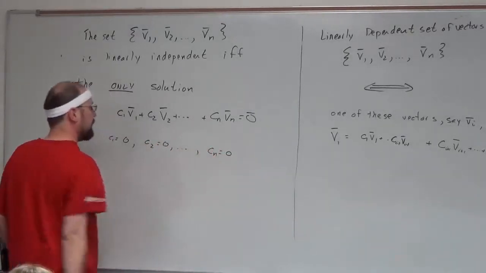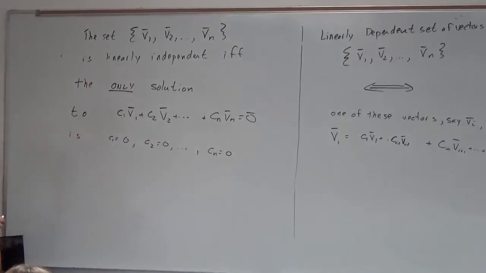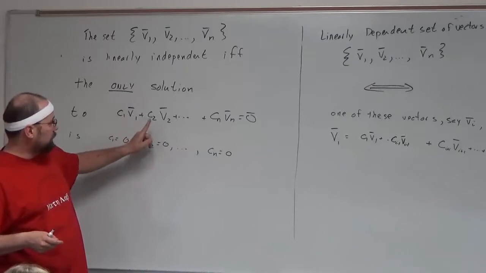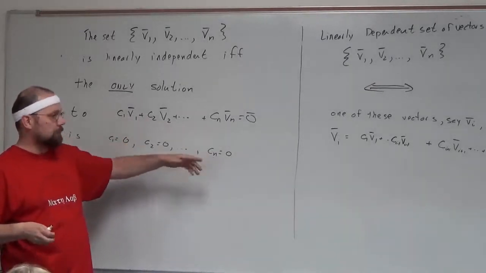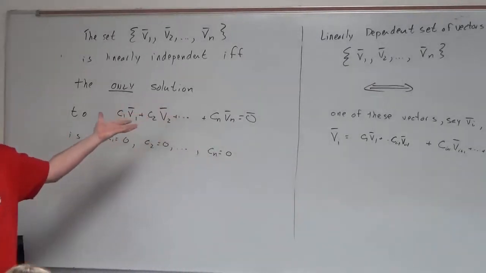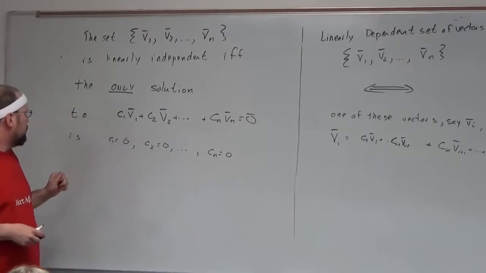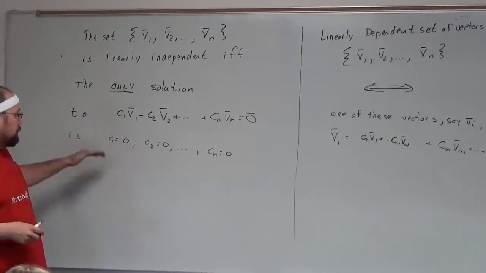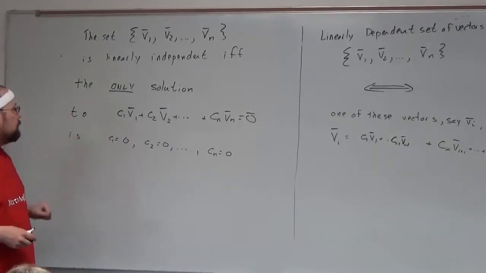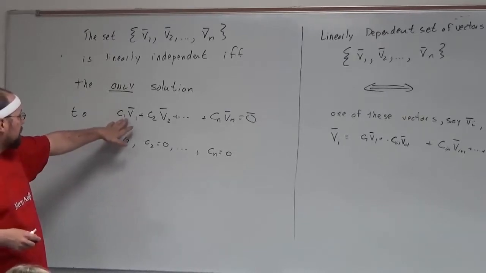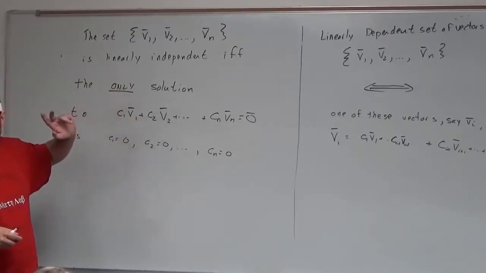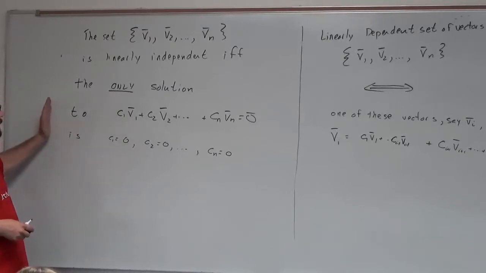So why do we emphasize that this is the only solution? Well, because clearly C1 equals 0, C2 equals 0, all the way through Cn equals 0, that's a solution, that's for sure. That's always a solution to the homogeneous equation. But if there are no other solutions, there's no way you can express one of these vectors as a combination of the others. So we're going to use this as our computational definition for linear independence.